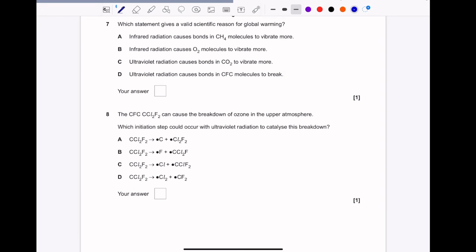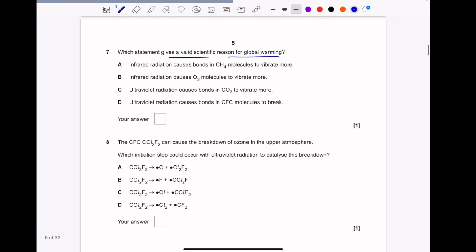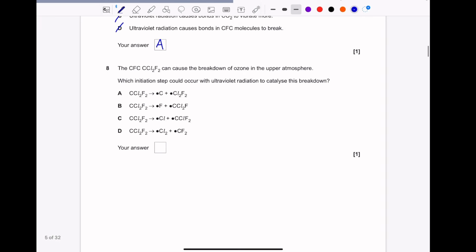Question 7 is, which statement gives a valid scientific reason for global warming? Now, global warming is caused when infrared radiation gets trapped in the atmosphere due to the presence of greenhouse gases. So we can disregard C and D, and between methane and oxygen, methane's the greenhouse gas. So the answer is A.